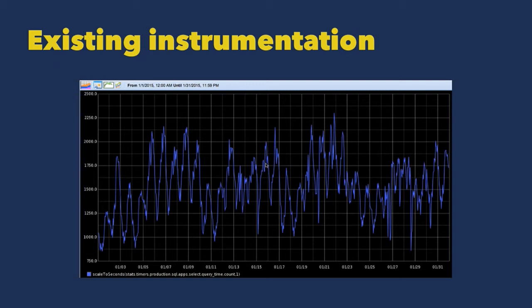We would parse the raw SQL query, determine the table name and query type, so select, insert, update, delete, and send timing metrics to Graphite for each query type and each table. So we would know, this graph, for example, shows the number of selects per second on one of our busier tables. In January, we were running over 2,000 queries per second at peak.